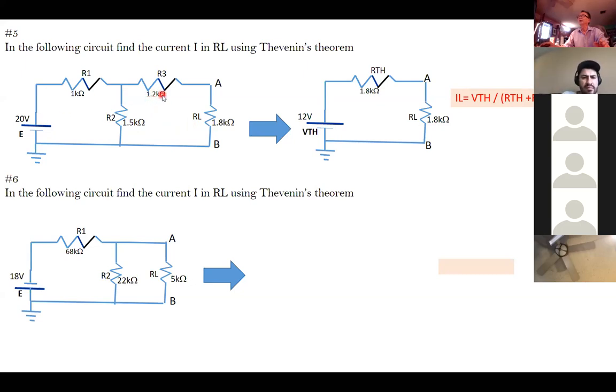No current flows to R3. Forget that R3. So it's a voltage divider. You take 20 times 1.5, divided by 1 plus 1.5. Wouldn't it be divided by 2.5? 20 times 1.5 divided by 1 plus 1.5. Right, 2.5. Okay.